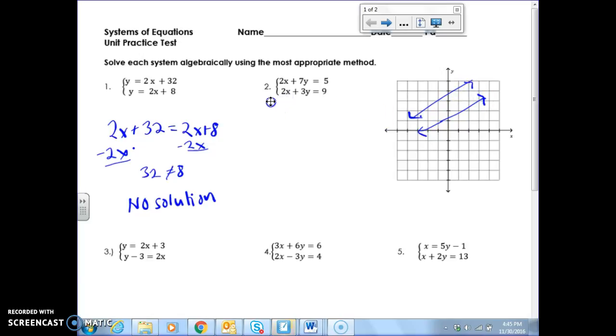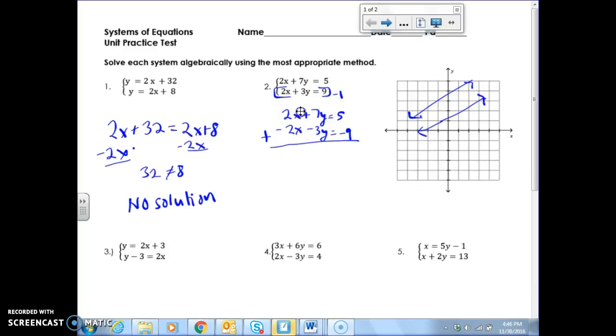Okay. For number 2, I noticed that these coefficients are both 2. Since they're the same, I know that it's going to be easy for me to eliminate one of them if I just change the sign to negative. So I'm going to multiply my bottom one by -1. So my new system will be 2x plus 7y equals 5, and negative 2x minus 3y equals -9.